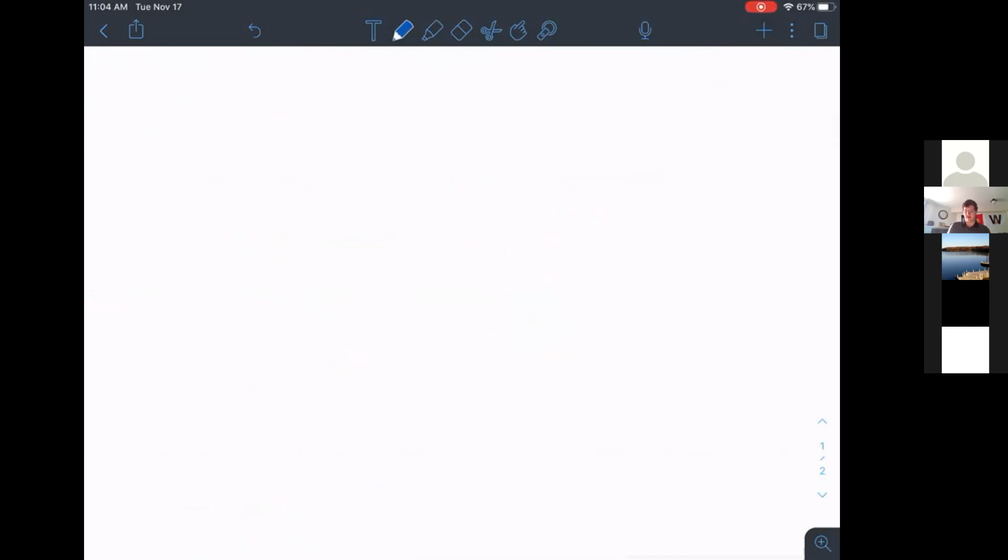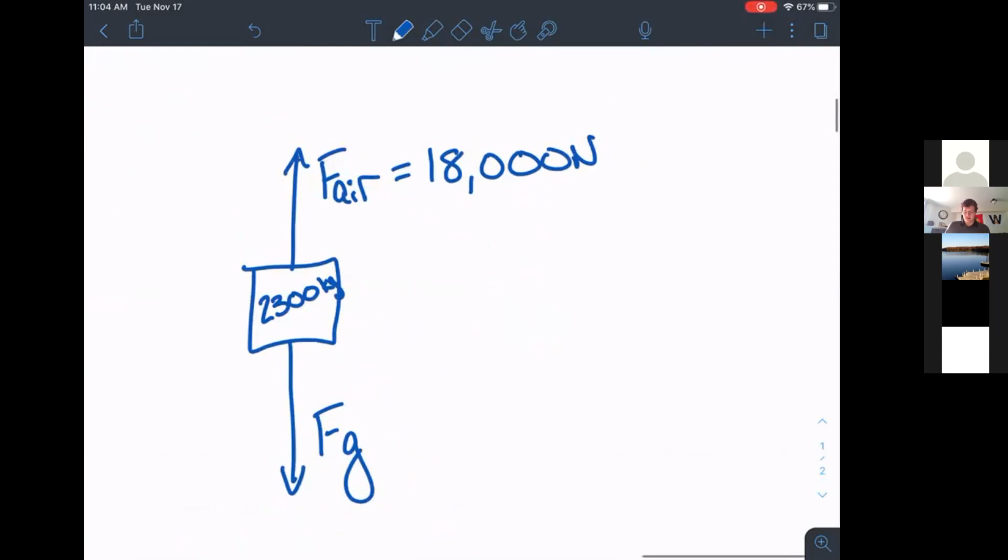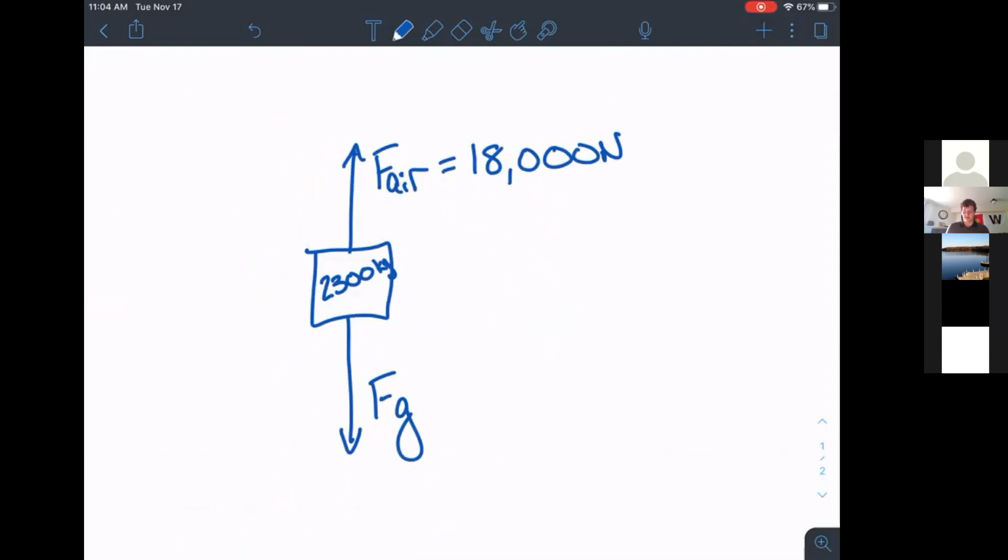So we draw that free body diagram, telling us that we have gravity pulling us down and our air resistance trying to oppose gravity. And it told us that the air resistance was 18,000 newtons. And we know that this has 2,300 kilograms for the purple playground rhinoceros. So we want to find the acceleration going down, which means we have to find the sum of our forces to figure out which way he's accelerating.